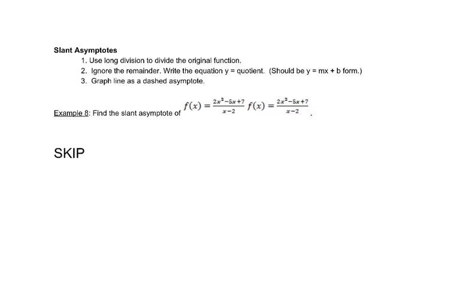Example 8 was about slant asymptotes, and we're going to skip that. That won't be on the test, and it won't be in your homework. So that finishes our 3.5 notes.